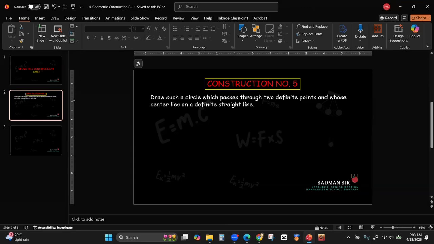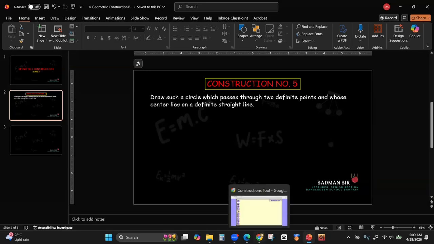So the first construction that you have in your textbook is construction number 5. And the question goes like this. Draw such a circle which passes through two definite points and whose center lies on a definite straight line. Now we will see how to do that.